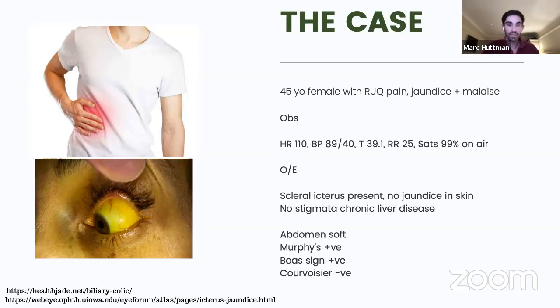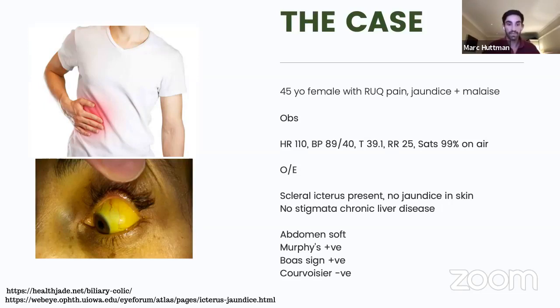So she's Murphy's sign positive. That's an important sign which everyone will be familiar with, which is on palpation of the right upper quadrant during a deep breath in, which forces the diaphragm lower and therefore presses the gallbladder up against the abdominal wall, which will then hit your hand. That causes pain, which is a sign for cholecystitis and cholangitis. So it's a sign of inflammation of the gallbladder, but we'll get into the differences in a short while.